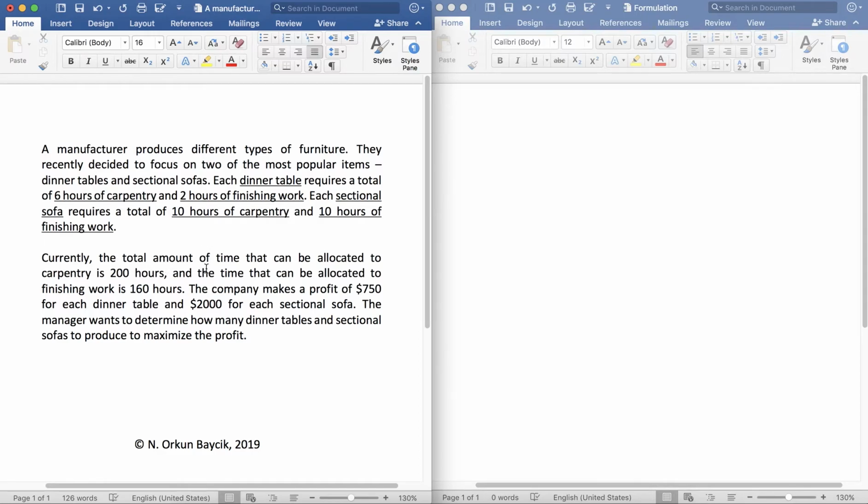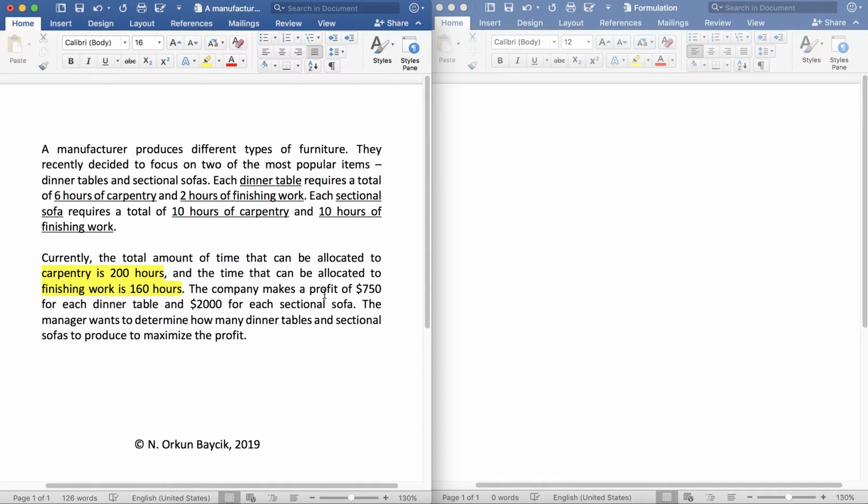Currently, the total amount of time that can be allocated to carpentry is 200 hours. So this is also important information. Remember from the previous paragraph, we know that these items require a certain amount of carpentry work. And this sentence tells me that we have an available 200 hours of carpentry work. Next, the time that we can allocate to finishing work is 160 hours. So the available finishing work hours is 160 hours. So these are important as well.